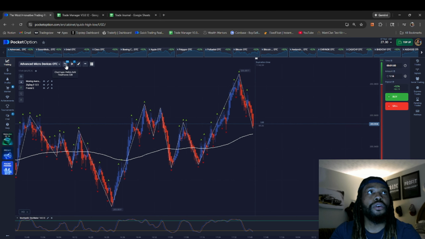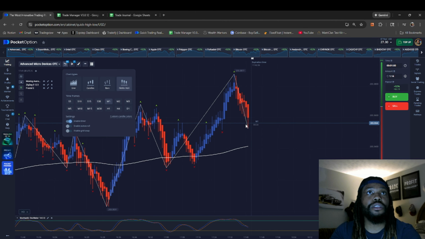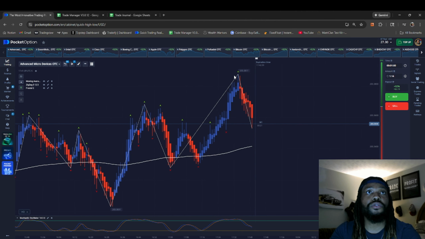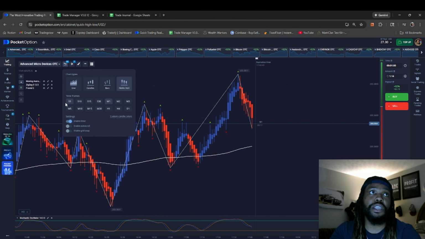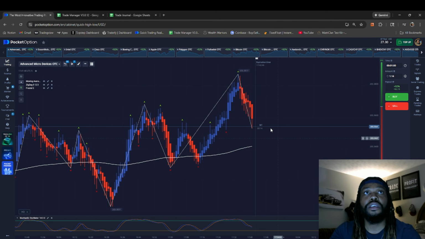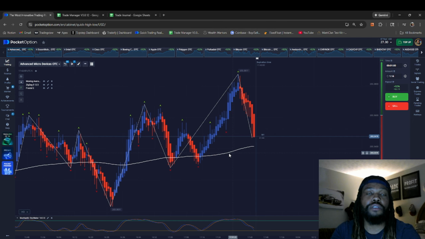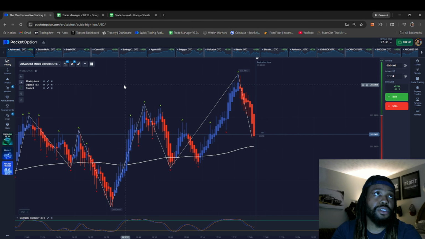So if you've got a fractal on the 1 minute, that same fractal is on the 30 second, the 15, the 10 second, and the 5. It's the turning point, the same high or low on all time frames. And it helps me determine and confirm the direction it's trying to go.